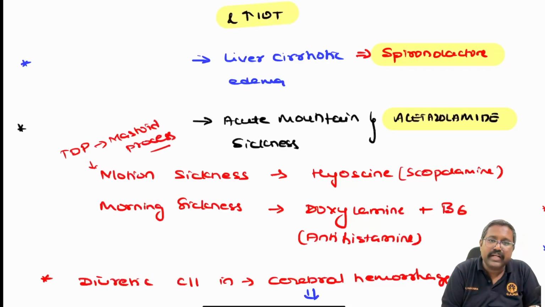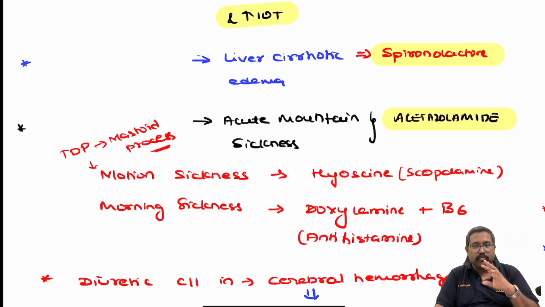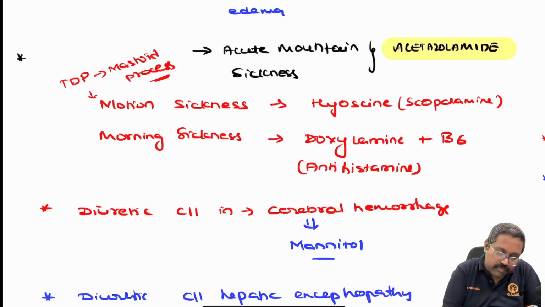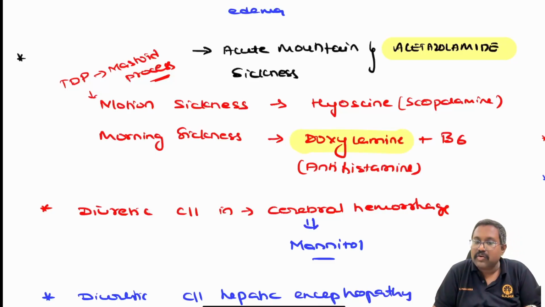So it is going to prevent the motion sickness. It is not useful for the treatment. So for morning sickness that occurs during pregnancy, that is hyperemesis gravidarum, to treat the emesis effect, you will be using drugs like doxylamine, which is a potent antihistaminic. Along with that, you will also use pyridoxine, that is B6.